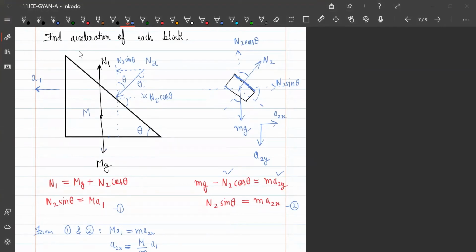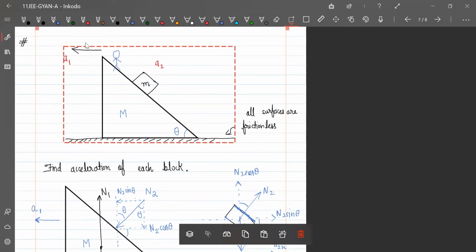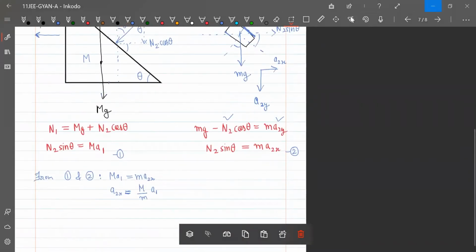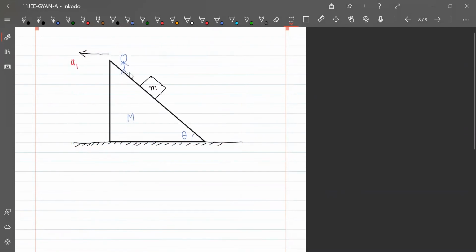अगर मैं इस ब्लॉक पे बैठ के एफबीडी बनाऊं, यहाँ से बैठ के अगर एफबीडी बनाते हैं, so I am moving with acceleration a1, right? I am moving with acceleration a1. So let us see what happens then. So I am moving with acceleration a1 in the backward direction.